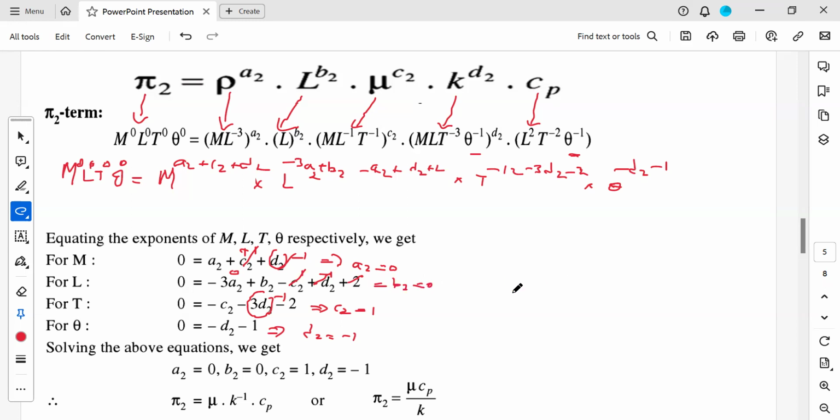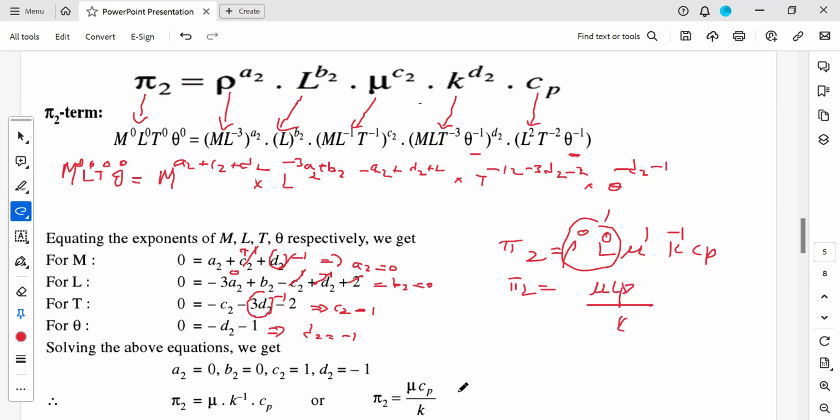So consider the pi 2 term now. Pi 2 is rho to the power a2, which is 0, l to the power b2, which is 0, mu to the power c2, which is 1, next one is k to the power d2, which is minus 1, multiplied by cp. So these values will become 1. Therefore the pi 2 term is equal to mu cp by k. So that is called the Prandtl number.